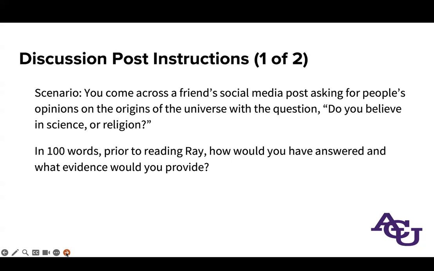And this question has 3 parts. So first, in 100 words, prior to reading Ray, how would you have answered and what evidence would you provide? So just based on your understanding, before you read anything in the course, do you think that the universe has origins based on science or religion?